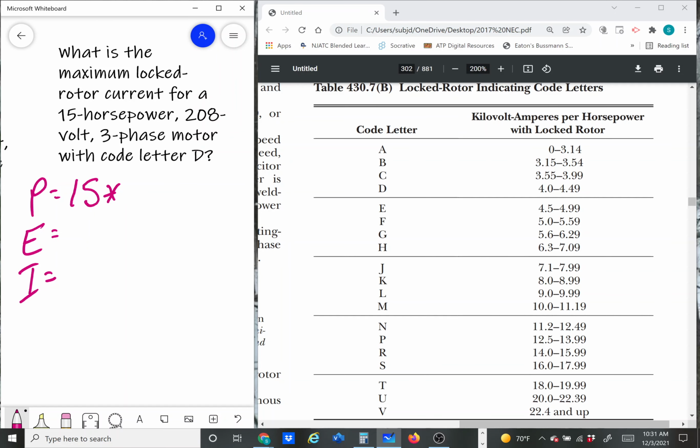Now that 4.49, if you look at the top of that column, says that that is my kilovolt amps per horsepower. So I can take that 4.49 and move the decimal point over 3 places to the right. That will give me 4,490 volt amps per horsepower. So I have to multiply that by the 15 horsepower motor that I have.